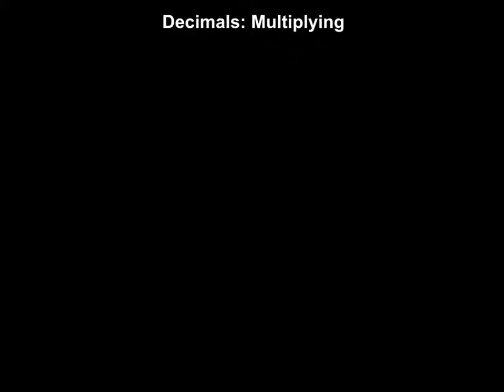In this video, we're going to take a look at how to multiply decimals. For our first example, let's take a look at how to multiply 1.4 with 0.27. So the first thing we need to understand about multiplying decimals is, unlike adding and subtracting, we do not have to line up the decimals. Instead, we're going to multiply these two numbers together as if they were whole numbers.